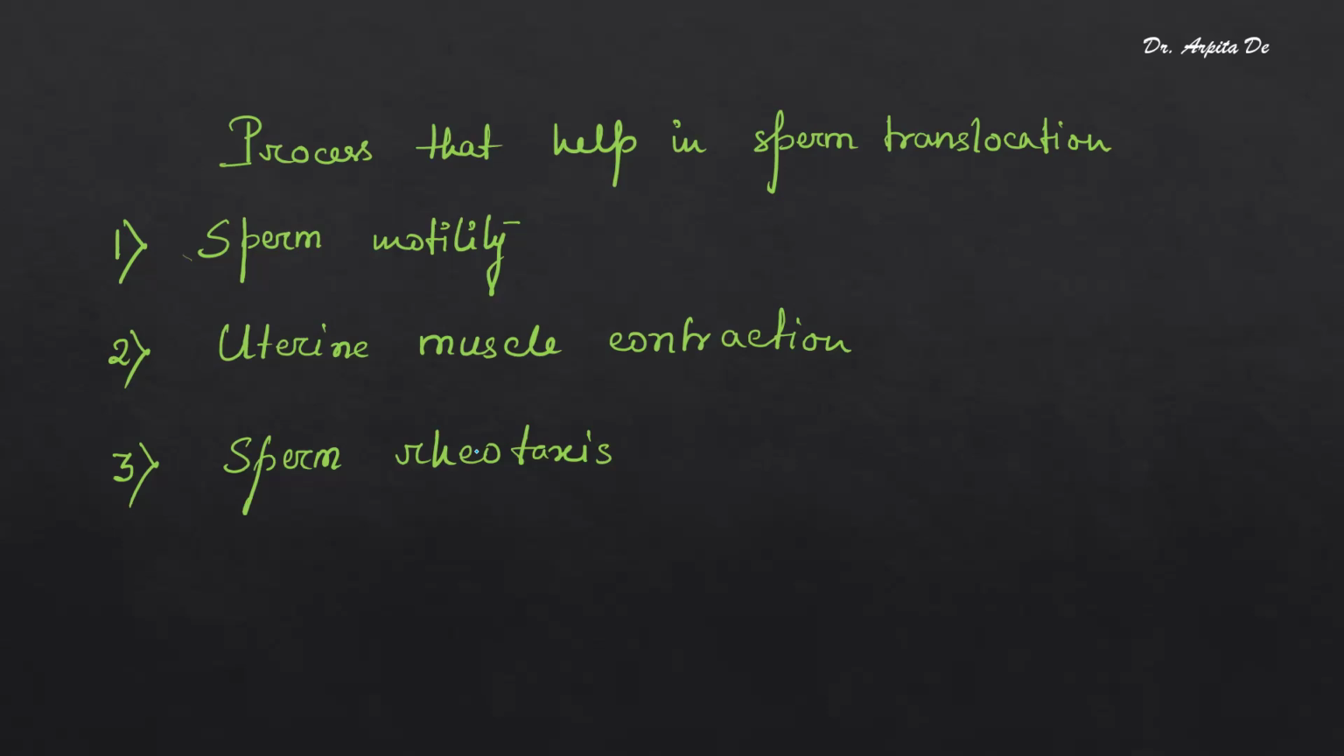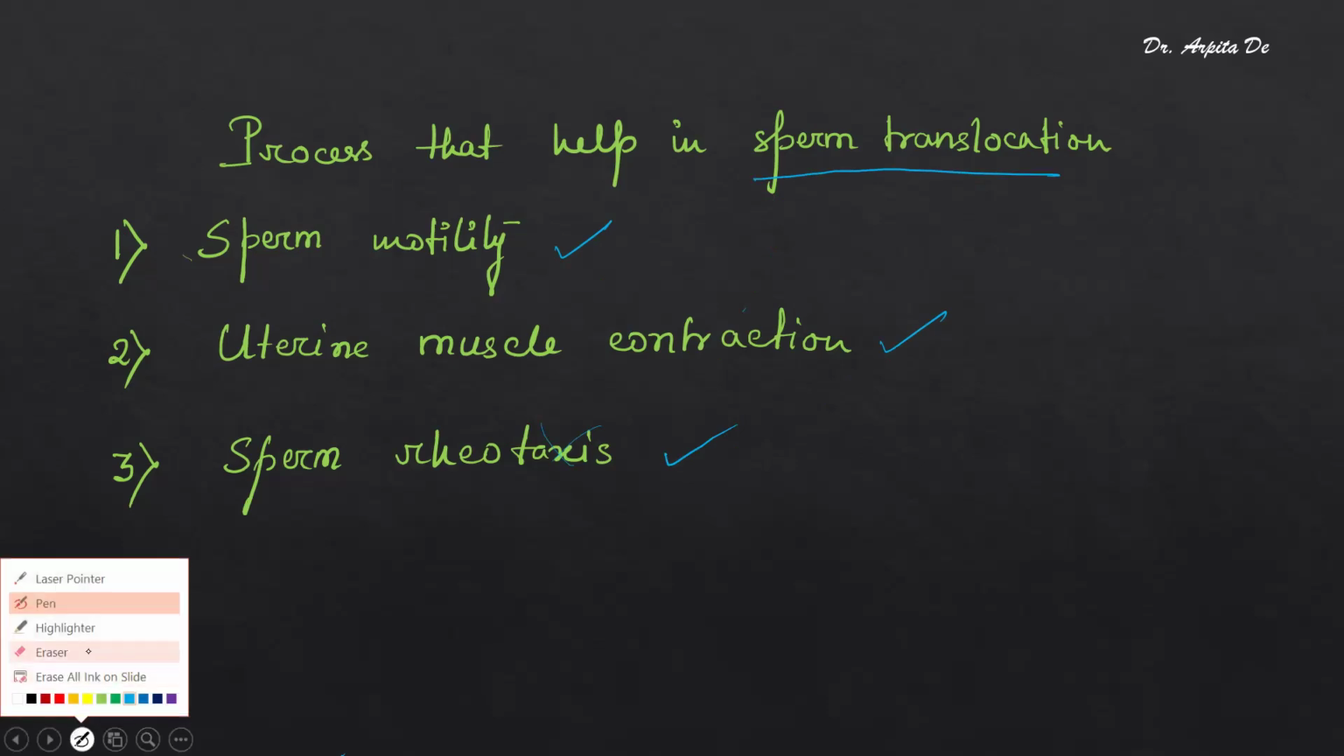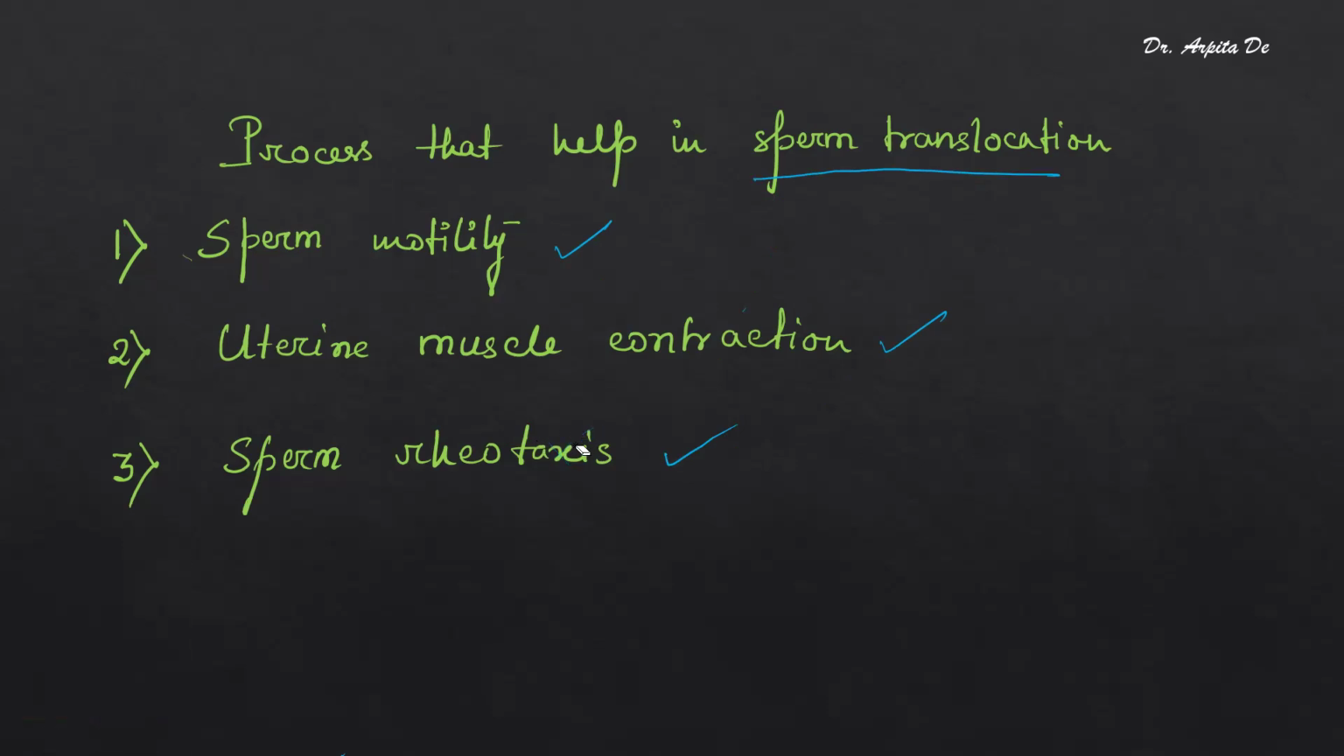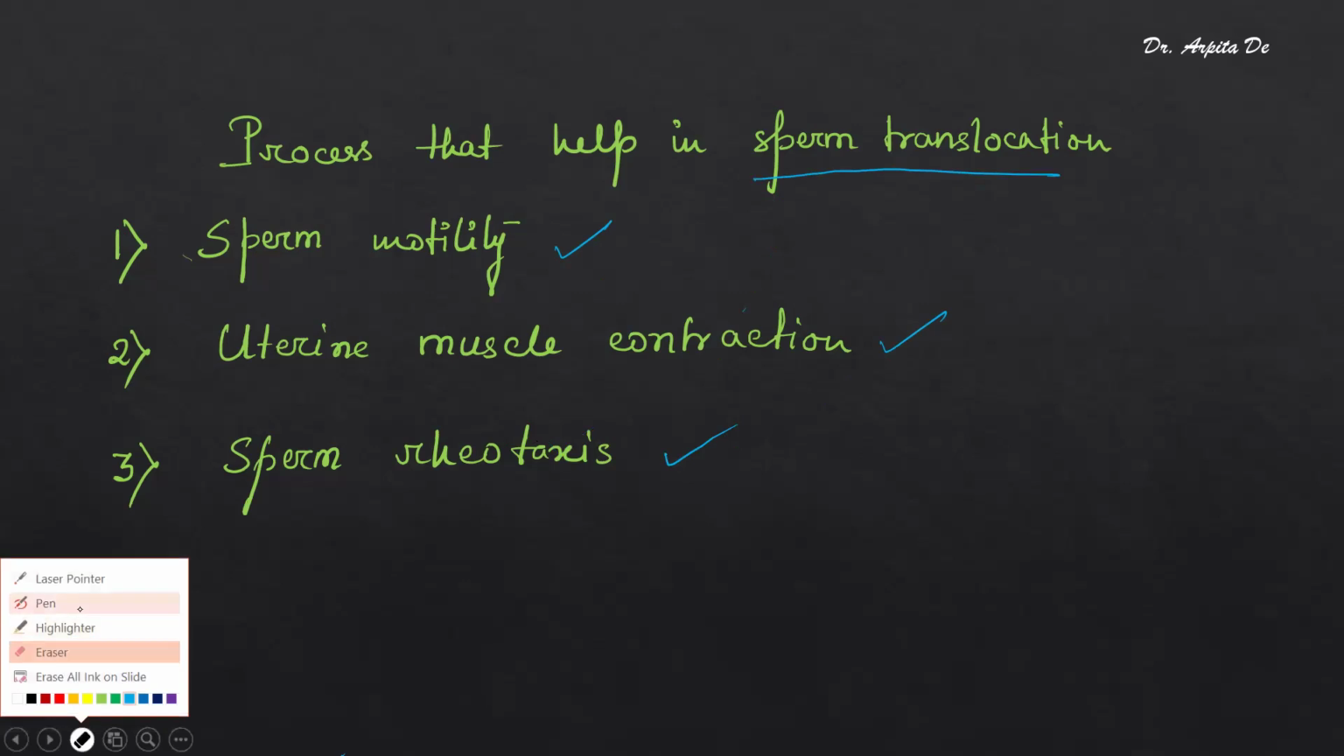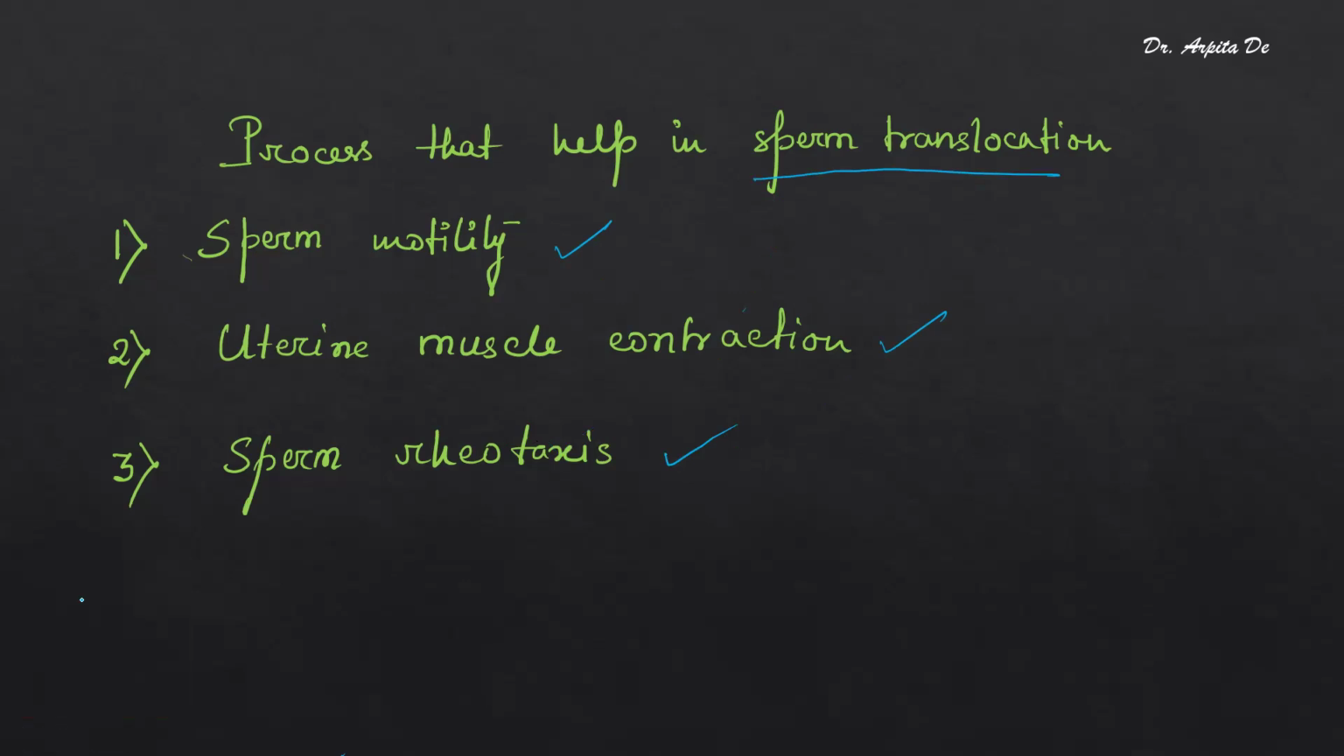So what plays an important role in sperm translocation? First is sperm motility, uterine muscle contraction, and sperm rheotaxis. Clear? Now, what are these? Sperm motility is the capacity or the ability of the sperm to swim, to move.